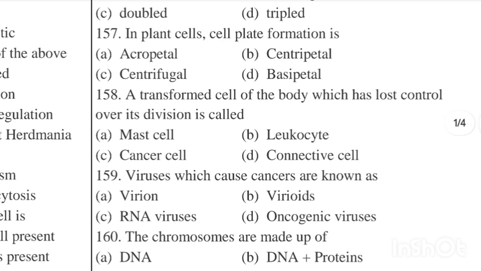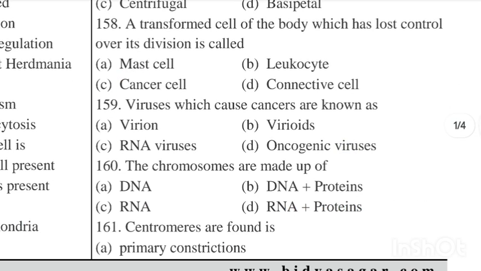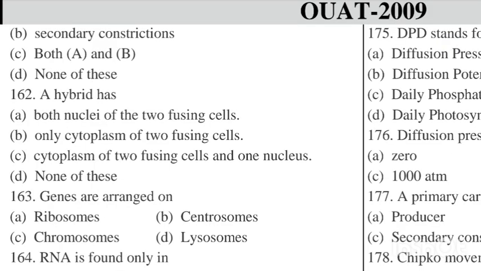Next question, a transformed cell of the body which has lost control over its division is called as, so it is called as cancerous cell. Next question, virus which cause cancer is also known as, the right answer is oncogenic virus. The chromosomes are made up of DNA. Centromeres are found in, so the right answer is secondary constriction.